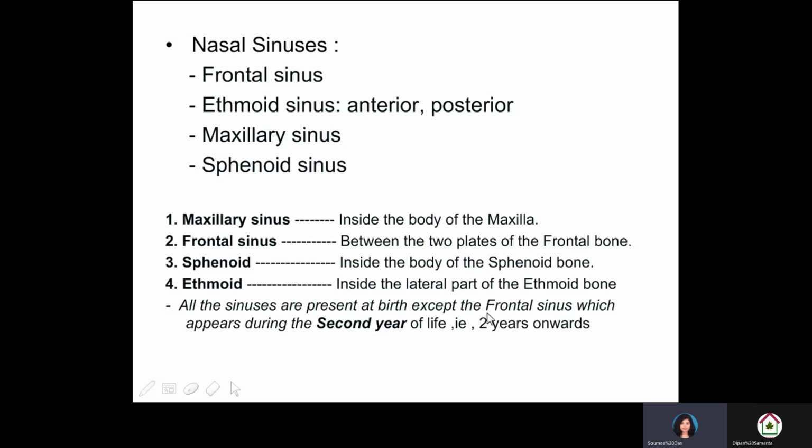All the sinuses are present at birth except the frontal sinus, which appears during the 2nd year of life. That means 2 years onwards. So only frontal sinus is absent at birth. Frontal sinus is not present at the time of the birth of the baby. So frontal sinus appears during the 2nd year of life. This one is very important. We need to remember this.